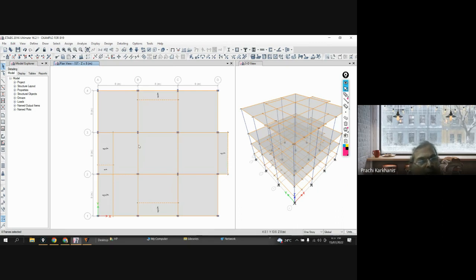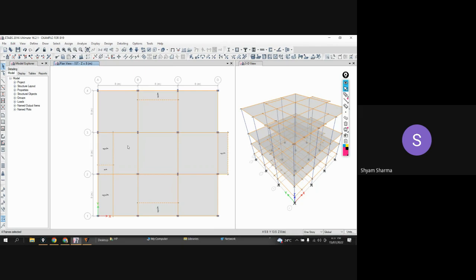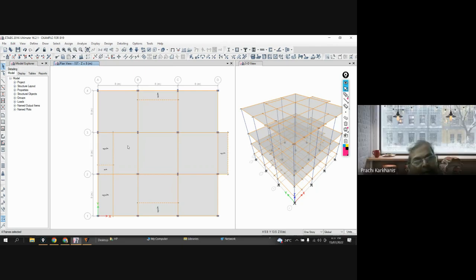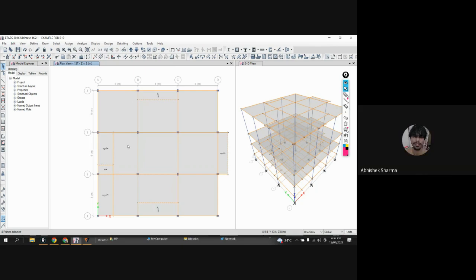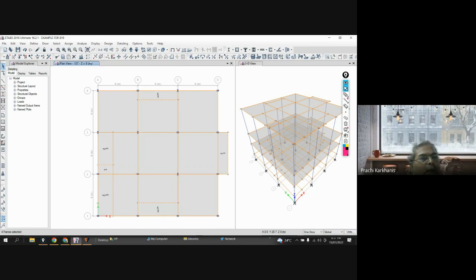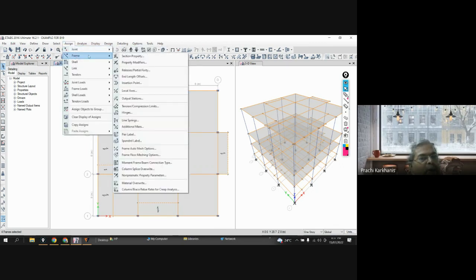So for all the beams, I don't want any moment at the end. I want to release the moment. Which moment do I want to release, M2 or M3? Which is the major one? The major one, so that means M3. Yes, sir. So after selecting that, I'm going to assign, click on Assign, then go to Frame.